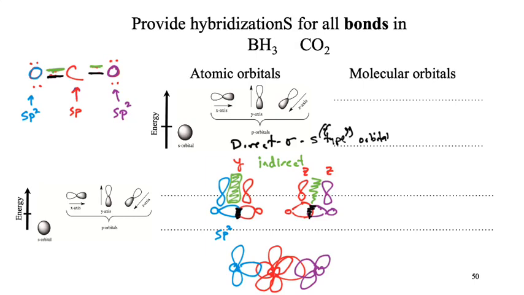In the case of our borane, that formed a direct overlap. What happens with our indirect overlap? What orbitals did we use to determine that? P orbitals. Those were our p orbitals. So let's follow the logical pattern. Our s-type orbitals made sigma bonds. Our p-type orbitals will make pi bonds.